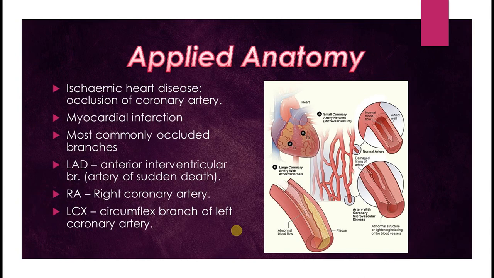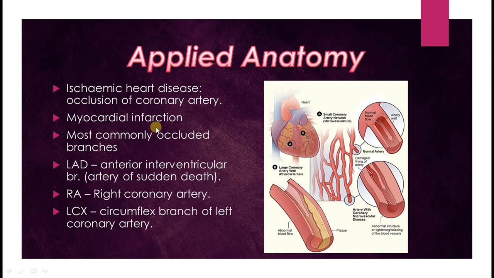Now coming to the applied aspects: ischemic heart disease, occlusion of the coronary artery. Atherosclerotic plaque might develop subendothelially, deep to the endothelium, and naturally it might produce thrombus. So then the lumen of the artery gets blocked. When the lumen of the artery gets blocked, there is no blood supply through its branches, and the muscle tissue suffers lack of blood supply. It is called myocardial infarction.